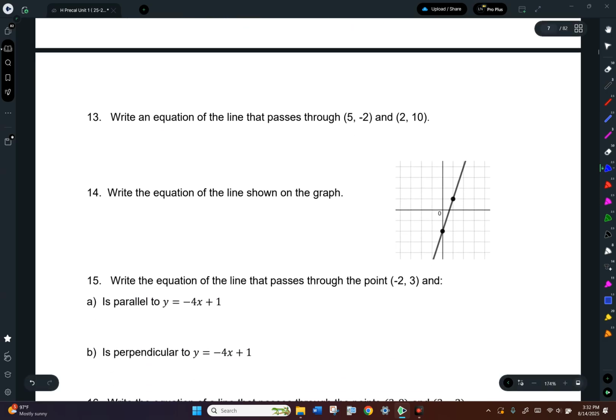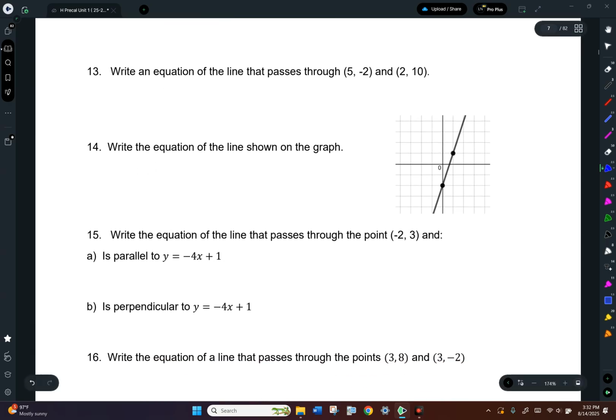Number 13, equation of a line. All right, so what two things do you need? You need a point and you need a slope. I have a point, but I don't have a slope.